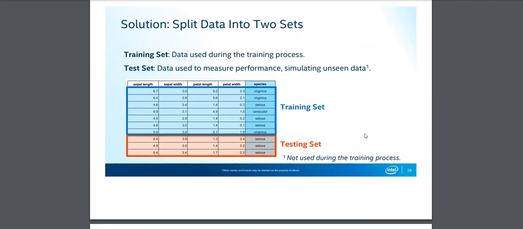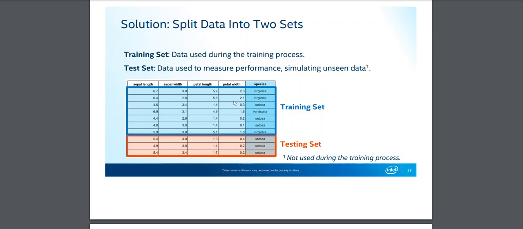Now, I mentioned this previously. I've got a data set of iris data. I divide it up. I may do an 80-20 split: 80% of them training, and 20% I'll set aside for testing. The ones in the testing set are not used in training at all.